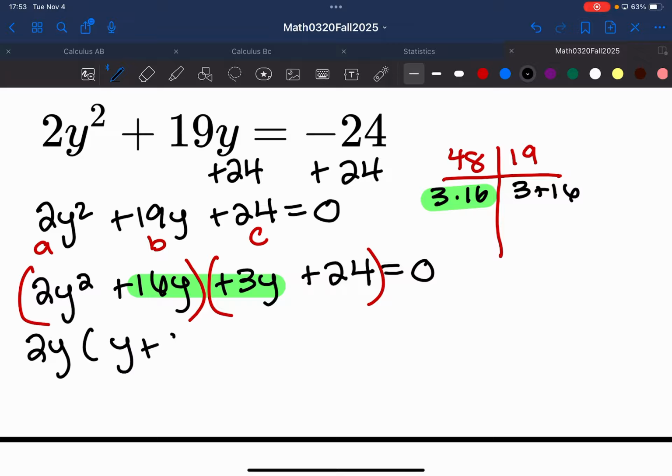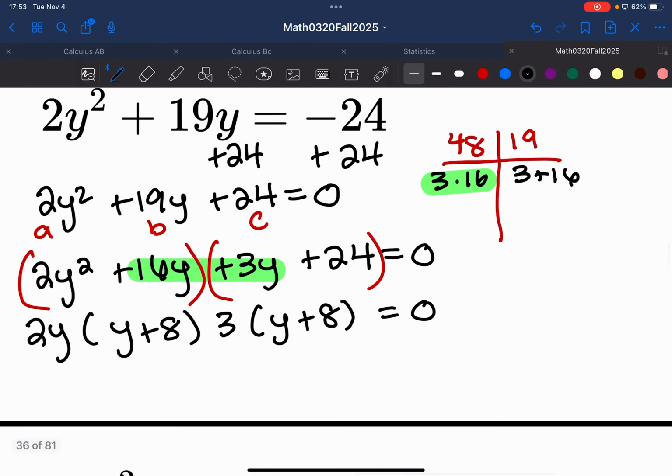y plus 8, good. And then if we want y plus 8 in the next parenthesis, what GCF are we taking out? A 3, good. So we're left with y plus 8. And then don't forget to bring down that equals 0. That's the only thing different than what we were doing the past couple days.